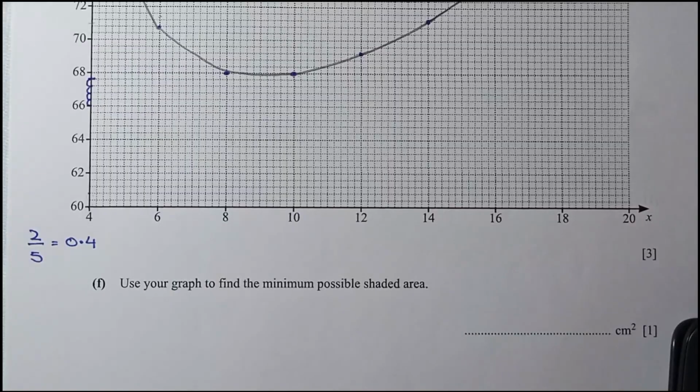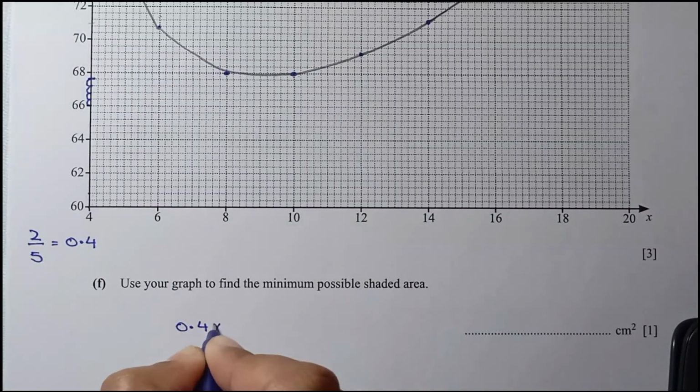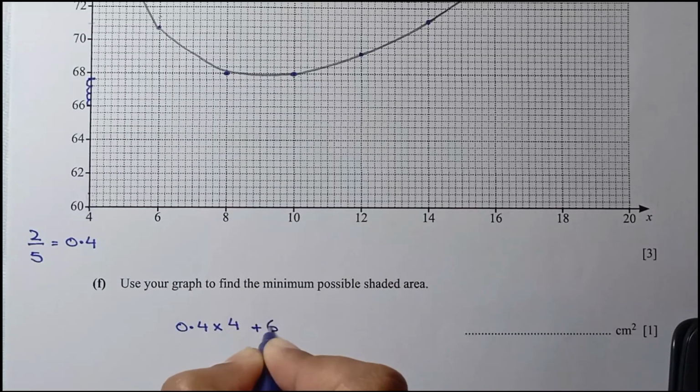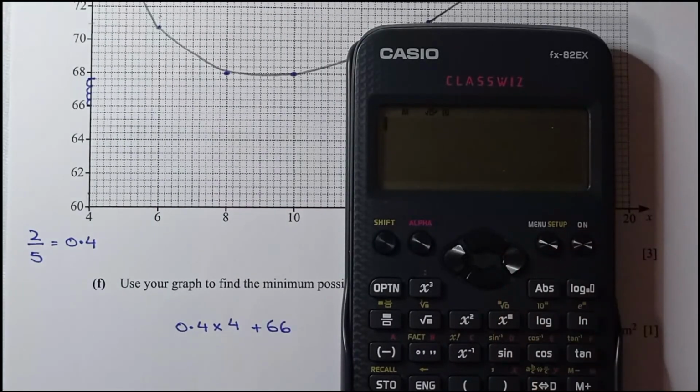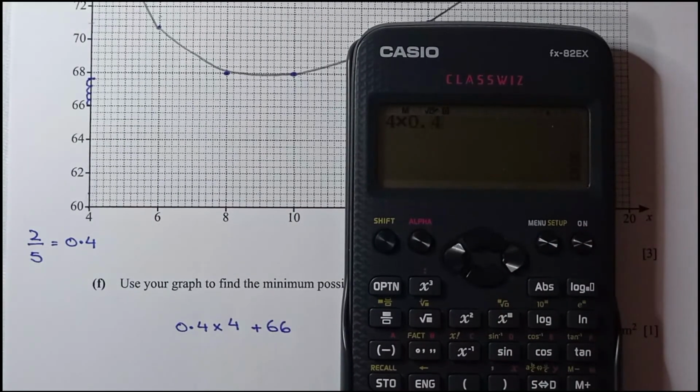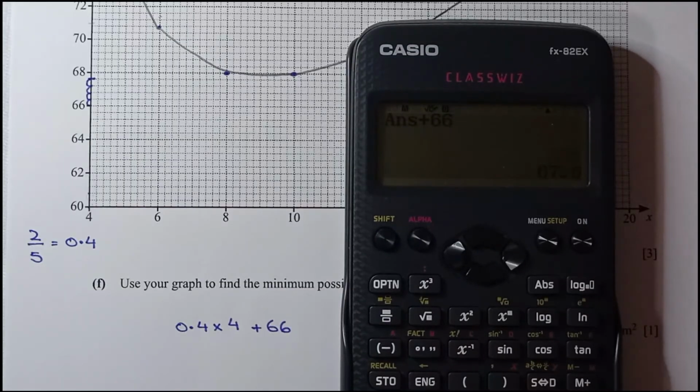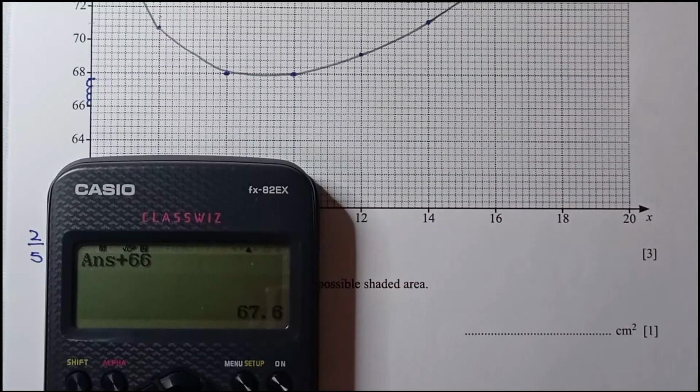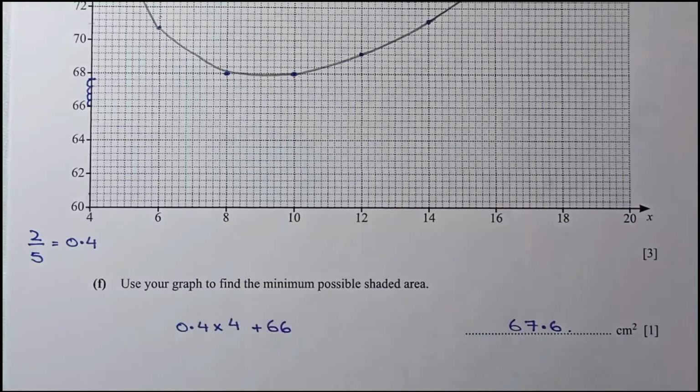So how can we find the minimum possible shaded area? There are 4 blocks of 0.4, so we multiply by 4 and then add 66, and we will get the minimum possible shaded area. So 4 times 0.4 and then adding 66, this would be 67.6. The minimum possible shaded area is 67.6 centimeters square.